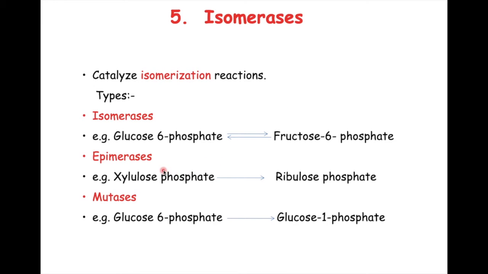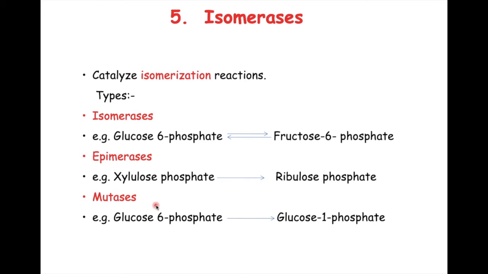Then the second one is the epimerases enzyme, which causes a structural change involving the position of one carbon group. Xylulose phosphate is converted into ribulose phosphate. Both are carbon compounds, but a structural change is involved. Only one carbon atom group changes, by which xylulose is converted into ribulose. They both are isomers of each other. The enzyme involved in this type of reaction is the epimerases.